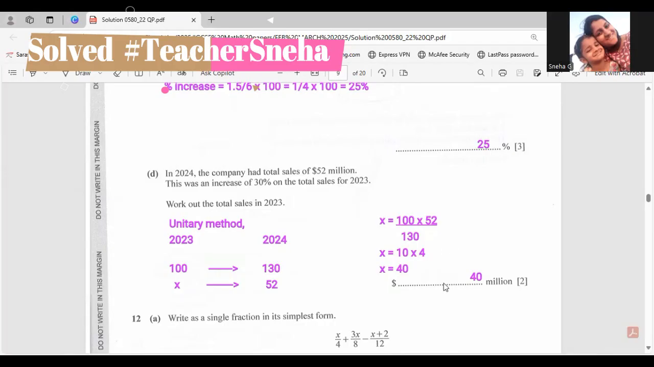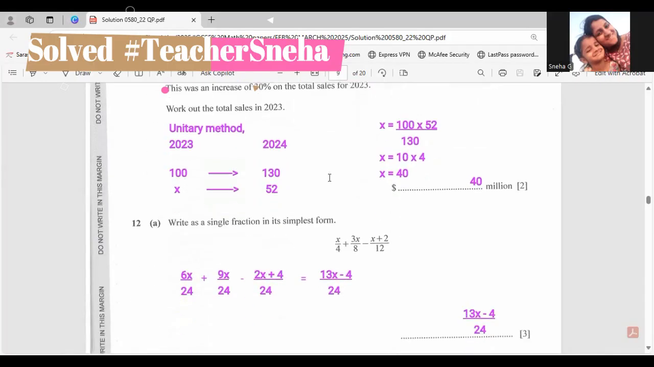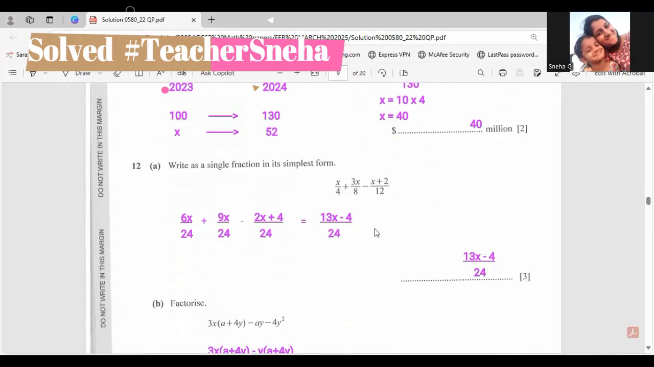So at the start of 2023, the sales were 40 million, which increased further to 52 million. Moving further to question number 12, you had been given an algebraic fraction, which you need to simplify and write it in the simplest form.